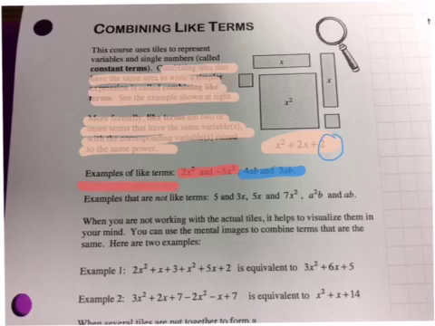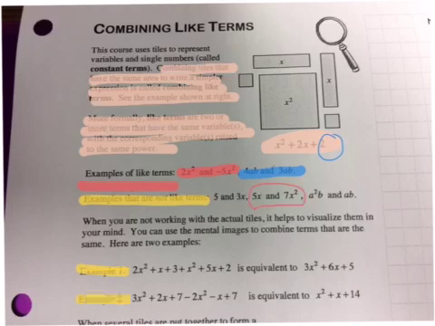Non-like terms in the next example, so non-like terms are 5 and 3x. Those are not like terms. And then the other pair of non-like terms would be 5x and 7x squared because the x with the 5 doesn't have the same power as the x squared with the 7. So I'm also going to point out that there are some examples in this toolkit entry that you can take a look at, but we're going to take a look at our own.